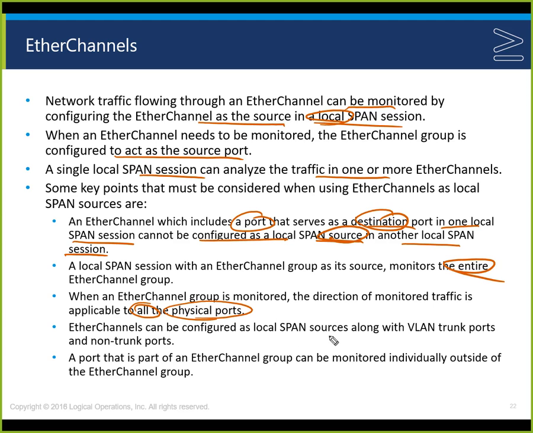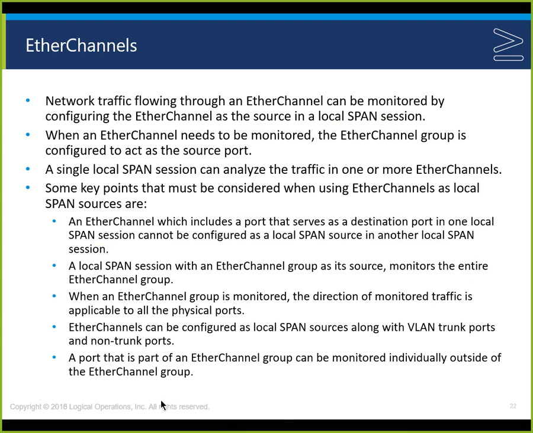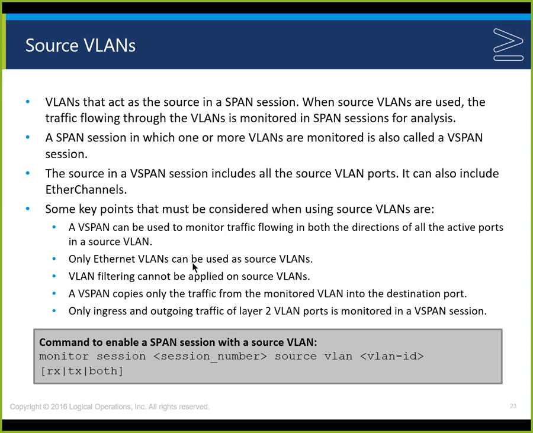They can be configured as local SPAN sources along with VLAN trunk ports, and a port that is part of an EtherChannel group can be monitored individually outside the EtherChannel. And it's like all the other things, we can configure these individually. The big deal about the EtherChannel is that it groups them together and allows us to configure them all simultaneously. We can go in and make changes. We can shut down the entire EtherChannel or shut down the ports individually.